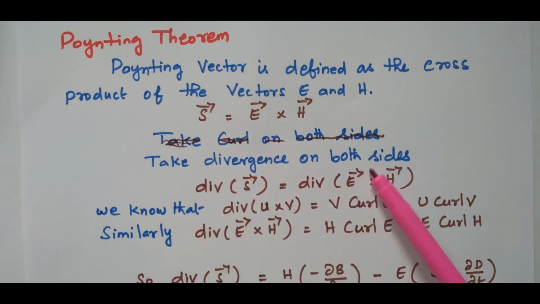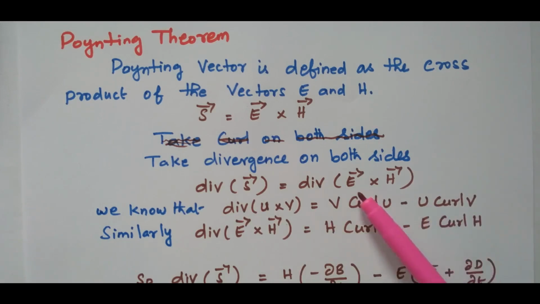Take the divergence on both sides. So divergence of S vector equals divergence of E vector cross H vector. In general, for the divergence of U cross V, we can write two terms. Divergence of U cross V equals V dot curl of U minus U dot curl of V. First we write V, then curl of U, then U, then curl of V. So this is a general formula.